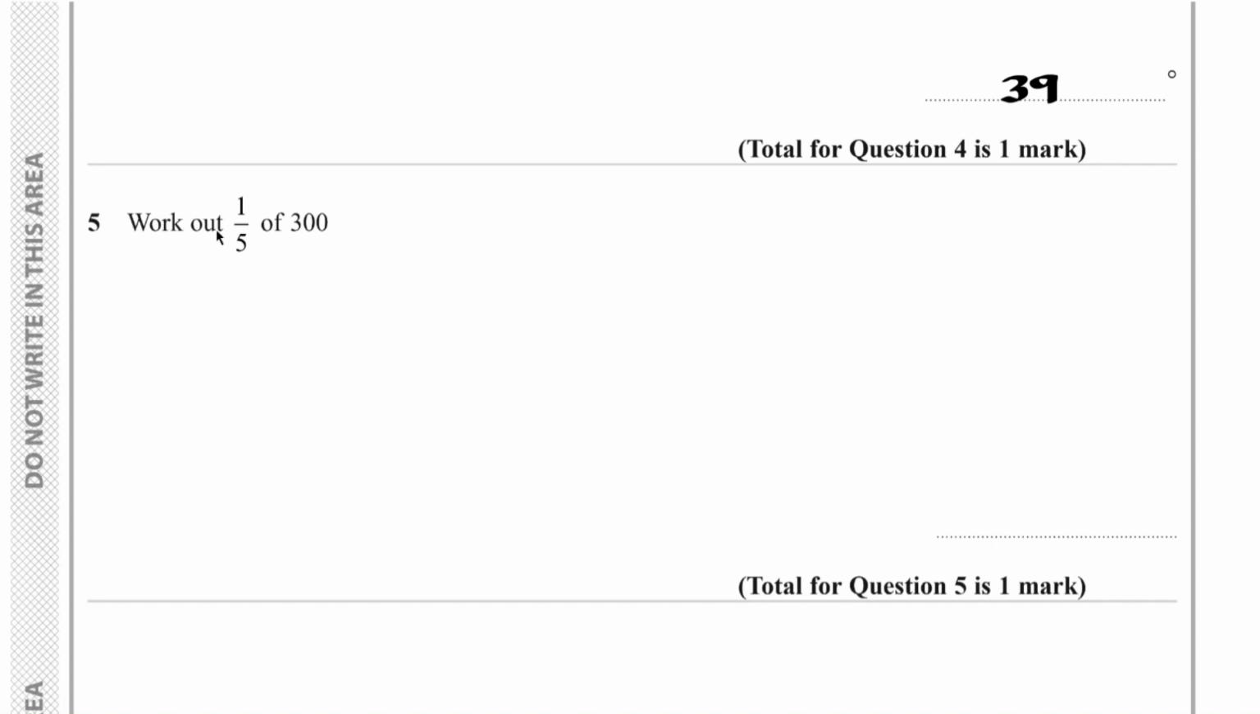Question 5. Work out 1/5 of 300. This is the same as 300 divided by 5, which is equal to 60. So 1/5 of 300 is 60.